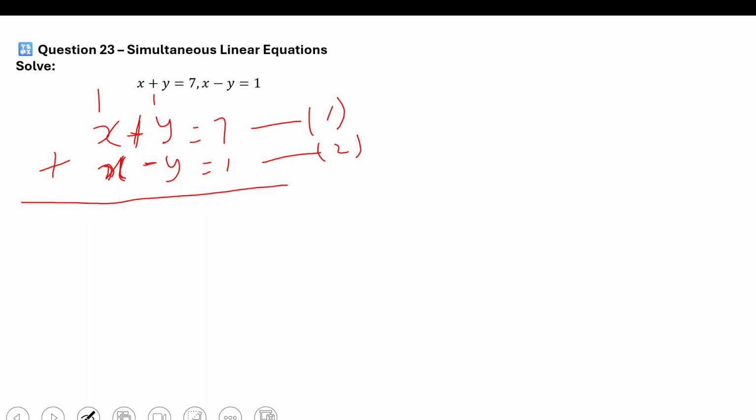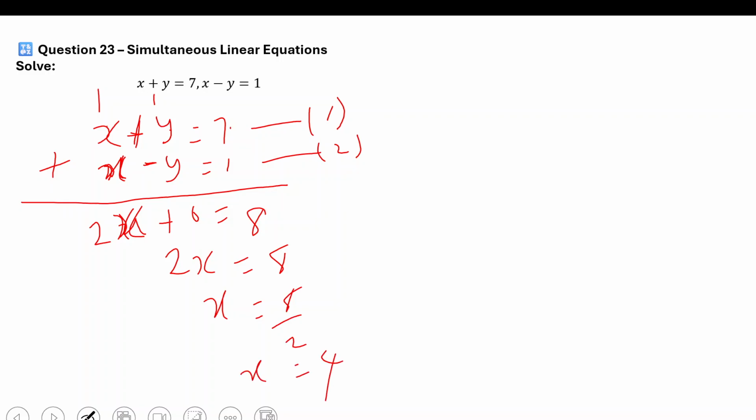Let's do it. x plus x is 2x. y plus minus y is 0. Why? Because y minus y is 0. Then 7 plus 1 is 8. So I have 2x equals 8. So if I divide both sides by 2, I will have x equals 8 over 2, then x equals 4.